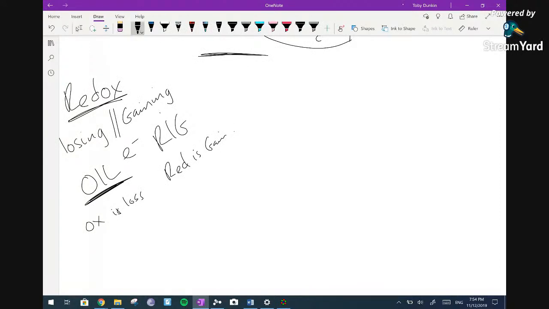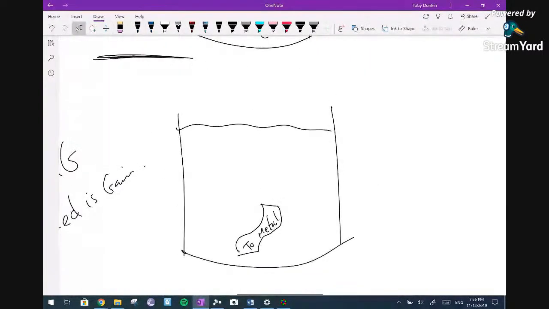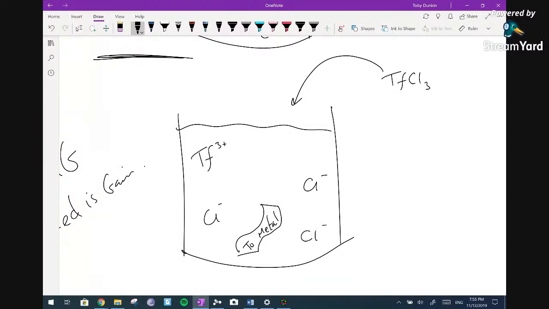Right, now that we've got that clear, let's take tridonium metal and add it to tifonium chloride. So what did tifonium chloride look like? Tifonium chloride was TFCl3. She was a 3+. So I add tifonium chloride to water, and the ions separate to form TF3+ and Cl-, Cl-, and Cl-.